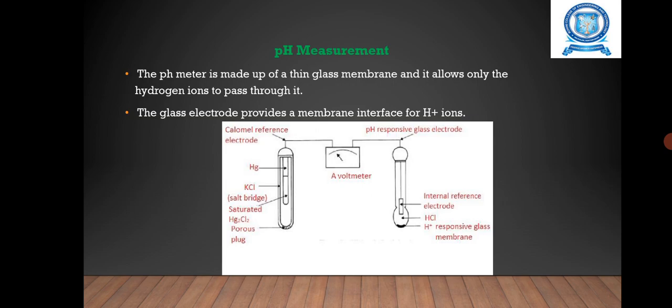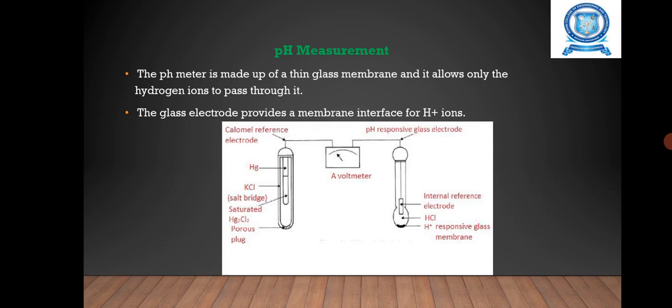It is made up of a thin glass membrane and it allows only the hydrogen ions to pass through it. The glass bulb at the lower end of the pH meter contains a highly acidic buffer solution. Here the glass tube consists of a silver/silver chloride electrode and the reference electrode is made up of calomel. Silver/silver chloride is placed in the solution in which pH is being measured. Here the potential is measured across the two electrodes.